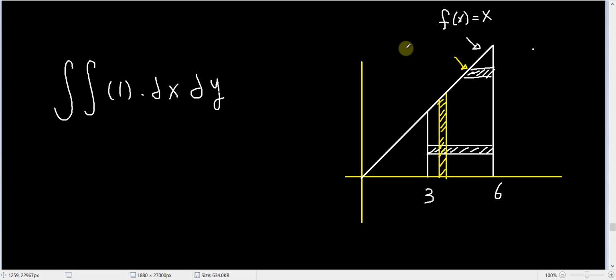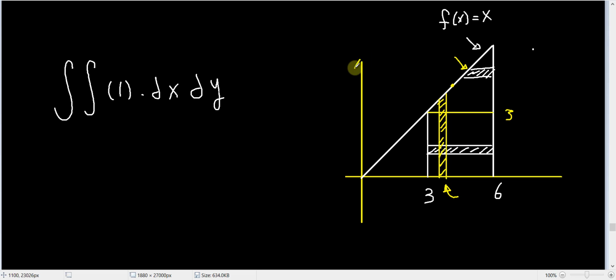While if I used horizontal strips, I would need to partition my area into two areas, this square right here and then this triangle right here, because for this square the limits for x start from 3 to 6 always, while for this triangle the limits for x start from y up to 6. So I'll have two different integrations. Any one of those will work, but I prefer those vertical strips because I will only have one integration.